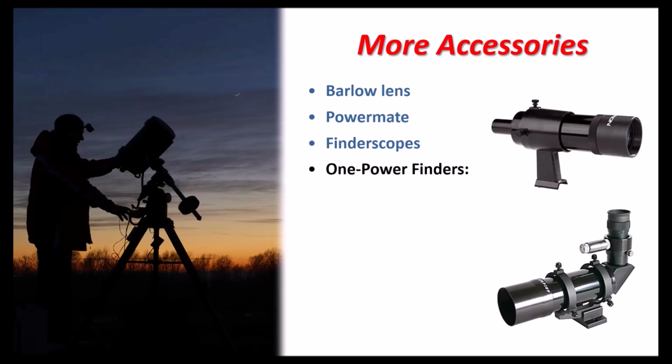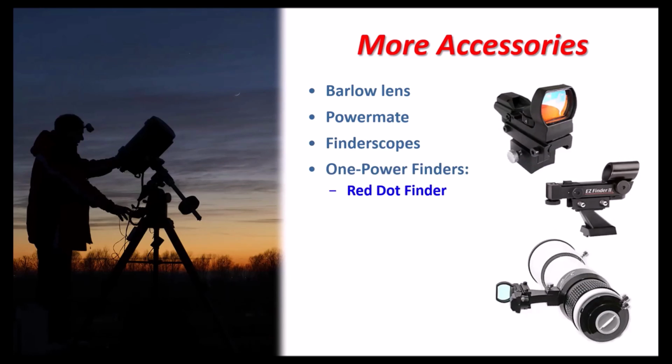So there are lots of one power finders on the market today. And the first type, the red dot finder, we basically got from gun manufacturers. A lot of people bought these from gun manufacturers and put them on telescopes. So the telescope people said, hey, why don't we make our own and start selling them? So they did.